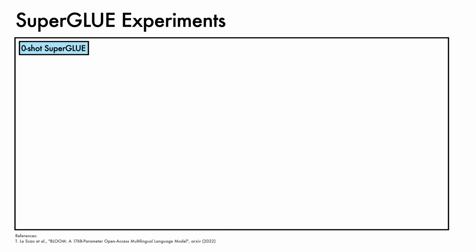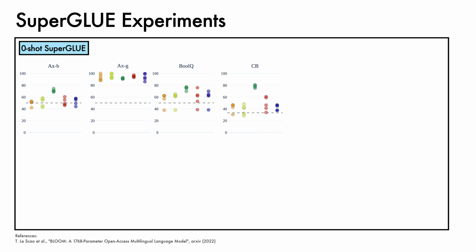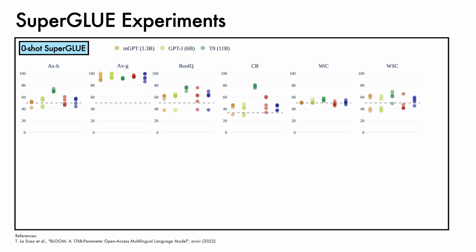We first turn to SuperGLUE zero-shot performance, looking at the broad coverage and gender bias diagnostic tasks, Boolean questions, commitment bank, wording context, and the Winograd schema challenge. The different colors represent MGPT, GPTJ, T0, OPT, and Bloom. Different dots represent different prompts. The dashed horizontal line indicates random guessing performance.